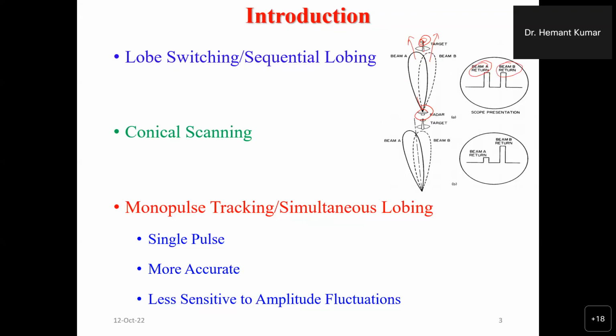If the target is right at the center, what will happen? Beam A and beam B will receive the same amount of echo. Both will receive the same amount of echo. So based on the difference between these two echoes, we can say the target is right at the center.